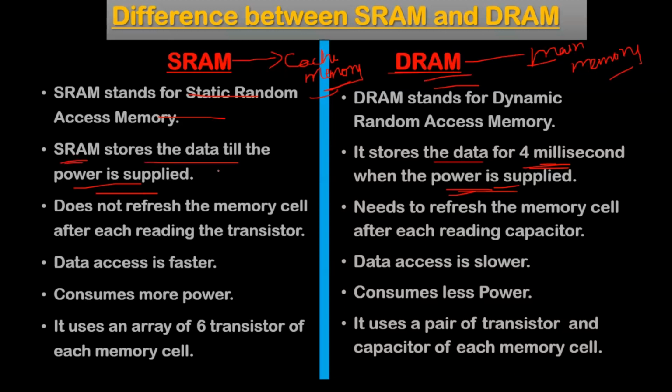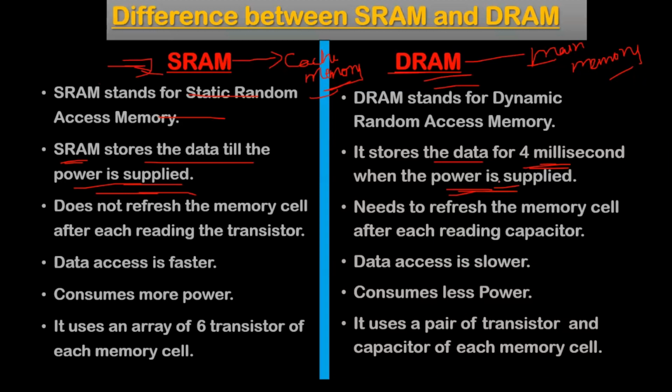So see the difference now. SRAM means it will store the data till the power is supplied. In cache memory, your data will be stored until the power is supplied. When power goes down, the data will be erased, and it will not refresh the data in SRAM. Always, when the processor processes any data, it will create the cache file there. It will not refresh it. Refresh means it will delete the previous data and store the next data, but it will not refresh it. But in DRAM, what will happen?